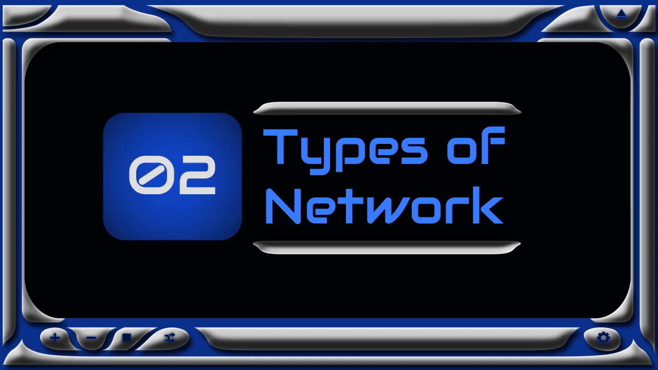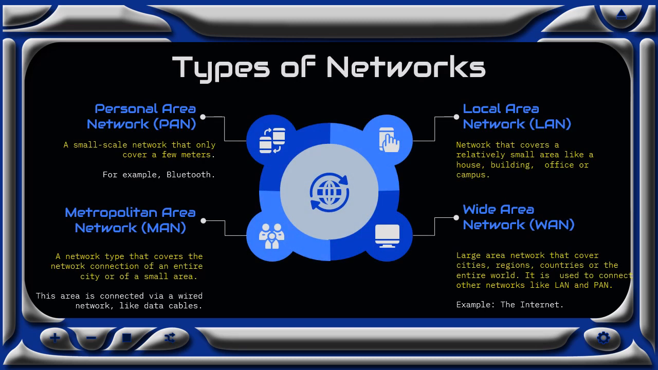Next, we're gonna go to the types of network. First, we have the personal area network PAN, a small-scale network that only covers a few meters. For example, Bluetooth. The next one, we have the local area network LAN, a network that covers a relatively small area like a house, building, office, or a campus.